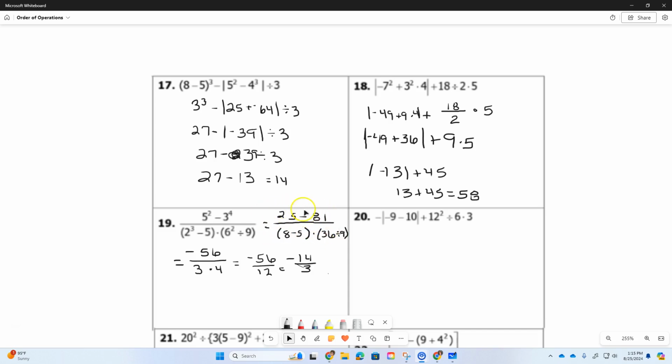Then I simplified the next step in all of them. I did 25 minus 81. That gave me -56. 8 minus 5 is 3. 36 divided by 9 is 4. Then there was nothing left for me to do on top, so I did the last step on the bottom. 3 times 4 is 12, and then -56 divided by 12. I typed that in the calculator, and I got -14/3.